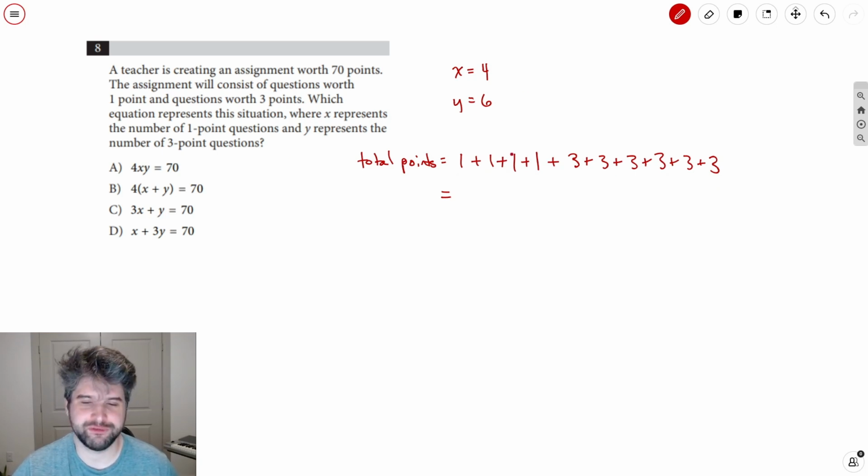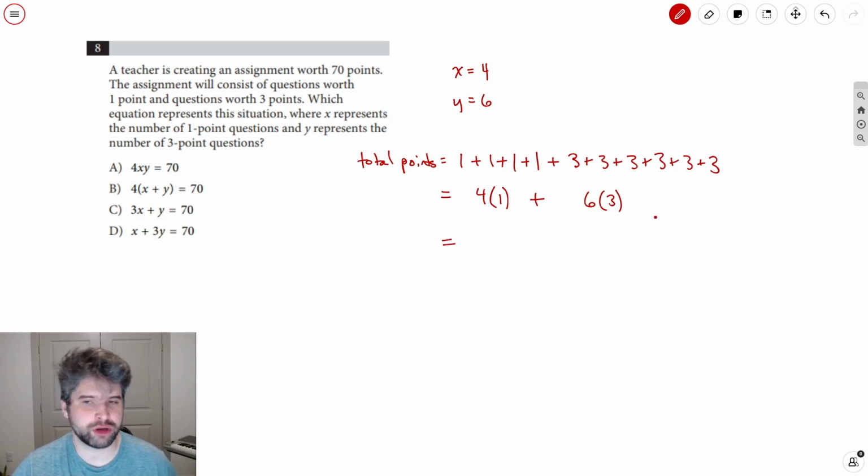When you come up with this initial expression, it's not going to be one of these. You have to figure out how to use x and y in here. And right now it's not that obvious. But what we can do is say, well, we're adding 1 to itself 4 times, right? That happens to be the number of 1-point questions, right? So we can just write 4 times 1. Plus, we're adding up 3 6 times. 6 is the number of 3-point questions, right? So we just say 6 times 3.